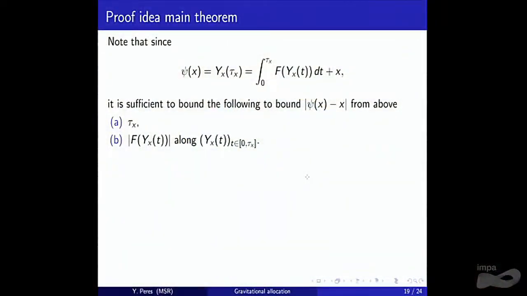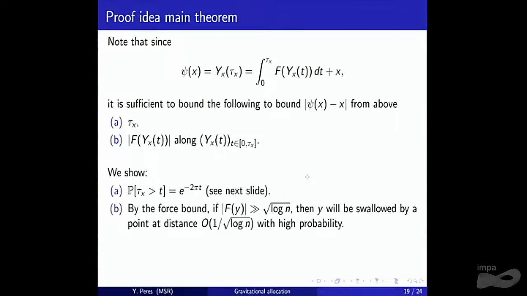Until now, we've ignored the time variable in this dynamics. But now let's look at the time. It turns out, as I hinted before, the time is of order 1, and indeed it has exactly an exponential distribution. That means this whole integral will indeed be of order root log n, because the integrand is root log n and tau of x is order 1, so you'll get root log n.